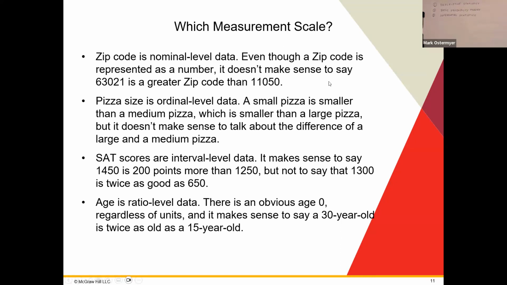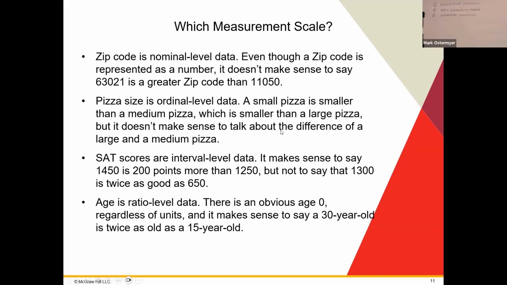Order makes no sense. There's no differences. You can't rank the values. There's no meaning. There's no absolute 0 zip code value. That doesn't have any meaning. All right. How about this next one here?